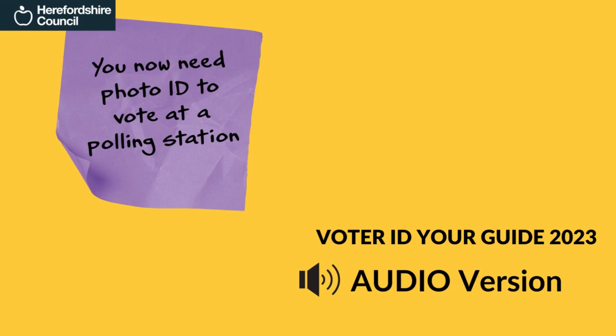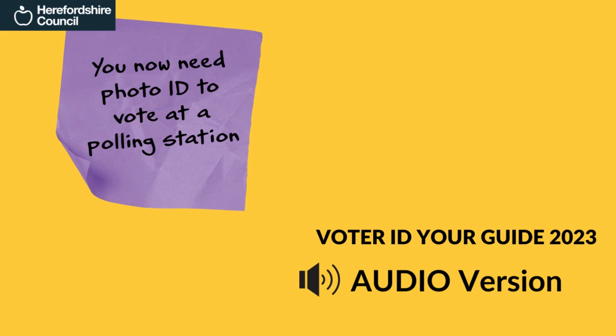Information for blind and partially sighted people on photo ID for the May 2023 English local elections. On Thursday 4 May 2023, local elections are taking place across England. The UK government has introduced a requirement for voters to show photo ID when voting at a polling station at some elections. This new requirement will apply for the first time in England at these local elections.